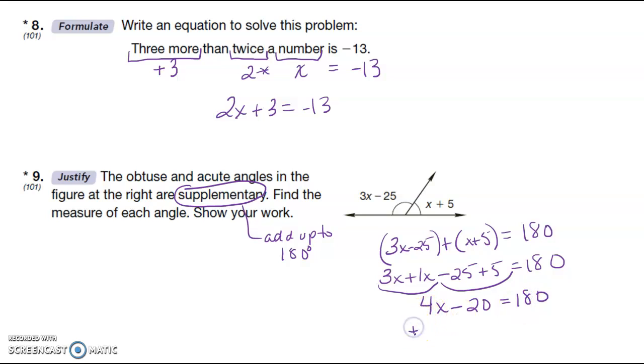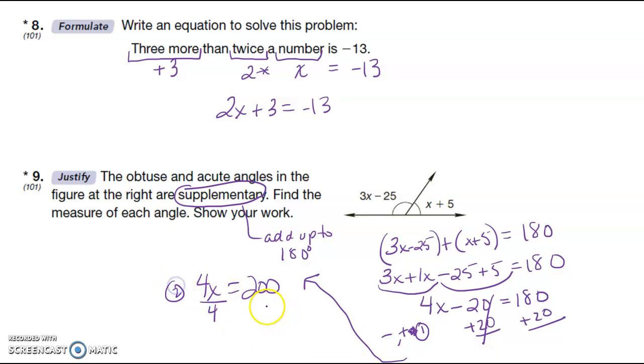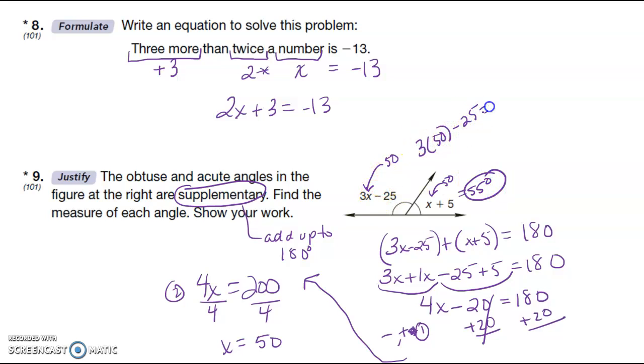Then it's a 2-step problem. My first step is addition or subtraction, so I'm going to add 20. I'm going to have to come over here. Sorry, guys. So I get 4x. My 20s cancel, is equal to 200. And then my second step is to divide, and x is 50. So that's not the measure of the angle, that's just the measure of x. So I have to take 50 and plug it in here, and then plug it in here. So the measure of this angle is 55, and the measure of this angle is 3 times 50 minus 25, which is 150 minus 25, which is 125.